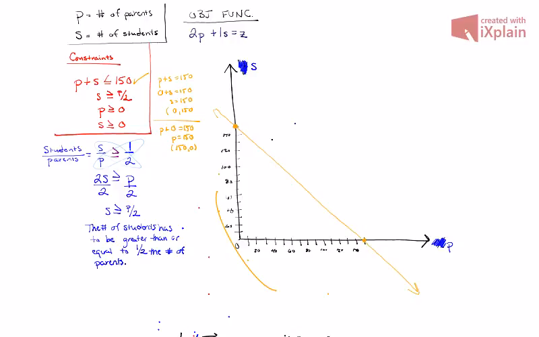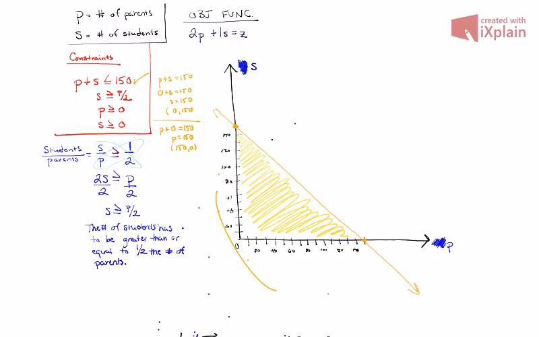And then I need to decide which way I'm going to shade. If you think about it, if I were to pick the origin, then I would have 0 plus 0 is less than or equal to 50. So again, if I plug that in and check, all of my shading is going to happen on this side of the line.